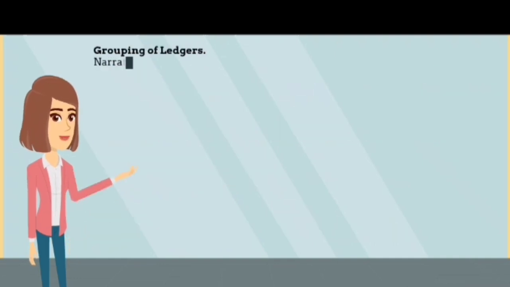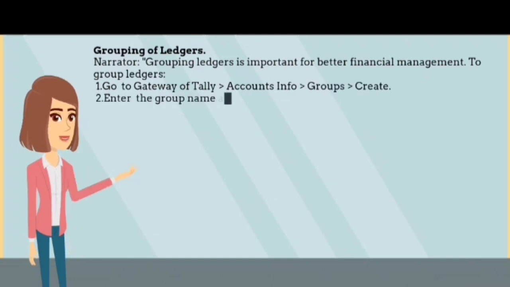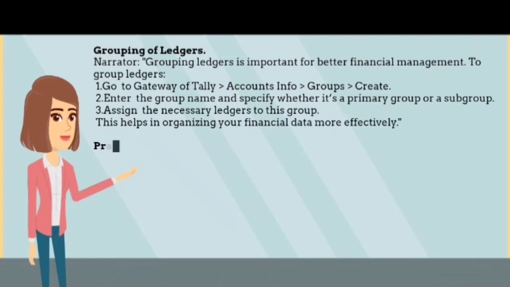Grouping of ledgers. Grouping ledgers is important for better financial management. To group ledgers: 1. Go to Gateway of Tally, Accounts Info, Groups, Create. 2. Enter the group name and specify whether it's a primary group or a subgroup. 3. Assign the necessary ledgers to this group. This helps in organizing your financial data more effectively.